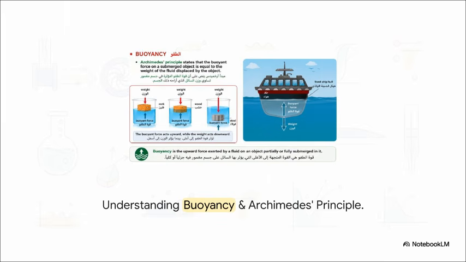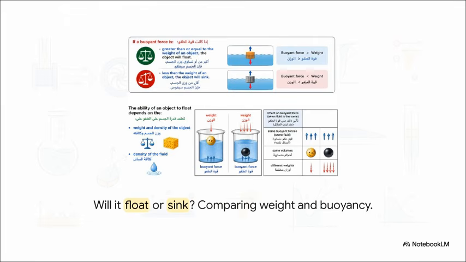Think about a massive steel ship. It floats because that big, hollow hull displaces a massive volume of water. Now, whether something floats or sinks all comes down to a really simple tug of war. Picture a scale in your head. If the upward buoyant force is greater than or equal to the object's downward weight, boom, it floats. But if that upward push is weaker than the weight of the object pulling down, yep, it sinks. It really is that straightforward.